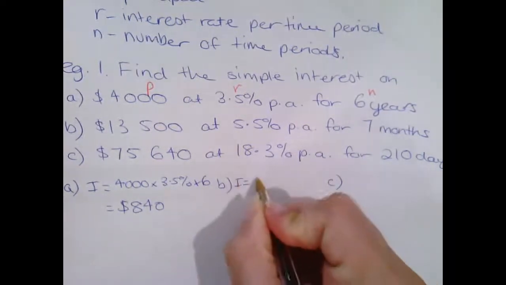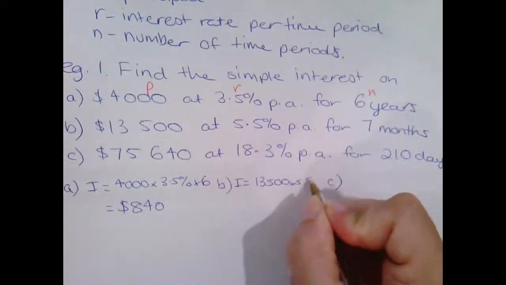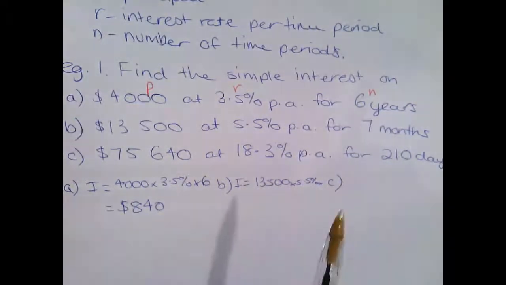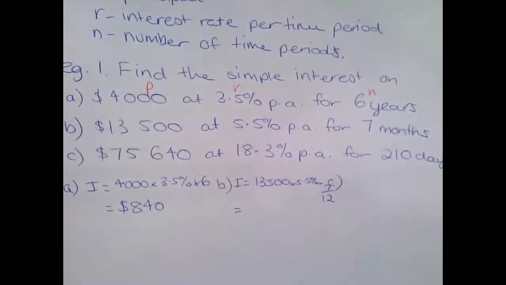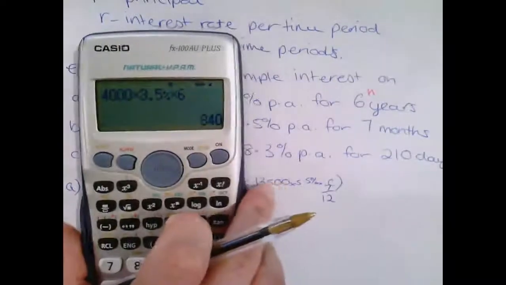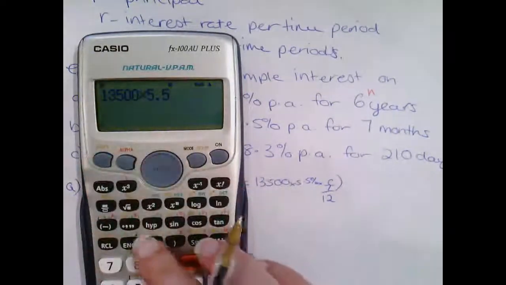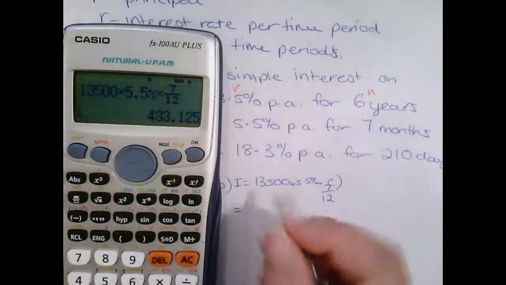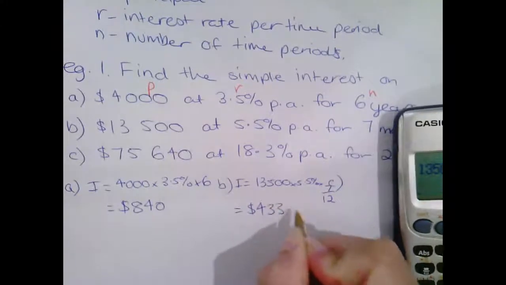So interest, 13,500 times by the rate, 5.5%. I haven't laid this out very well, but that's okay, for 7 months. So times by 7 over 12. Okay, so you just get your calculator and go 13,500 times 5.5% times 7 over 12, because that's what fraction of a year it is. So $433.13.